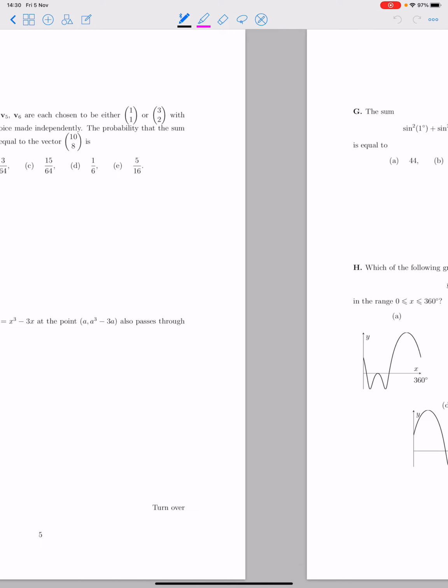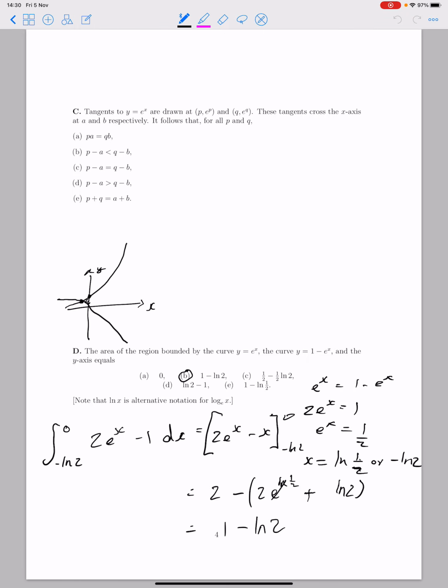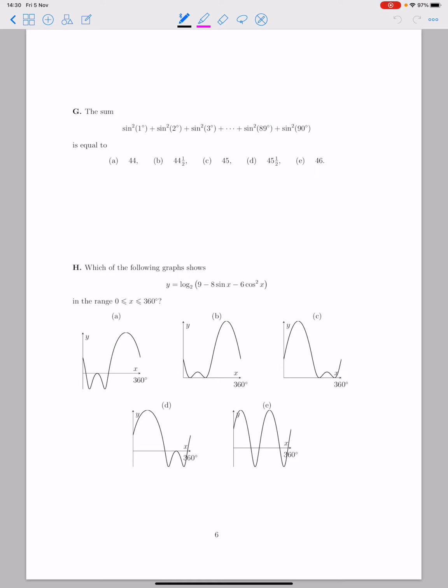And then the next one, question G, is this sum of sine squared terms. I really was stumped when I first saw this, but it was my favourite question. Even though I got it wrong, it was my favourite question because it helped me rethink how to do arithmetic sums. The first thing that popped out to me in the exam was that I know what sine squared 90 is. That's just 1. And I know what sine squared 45 is.